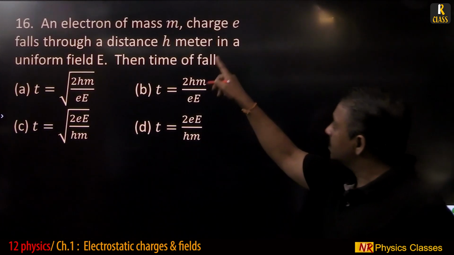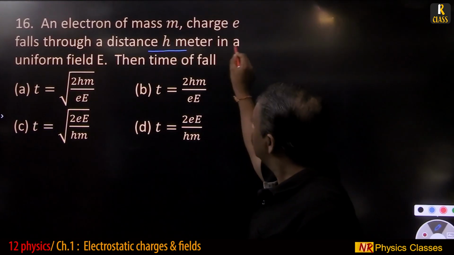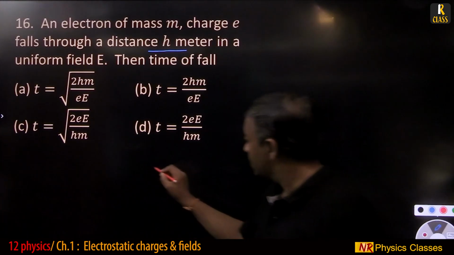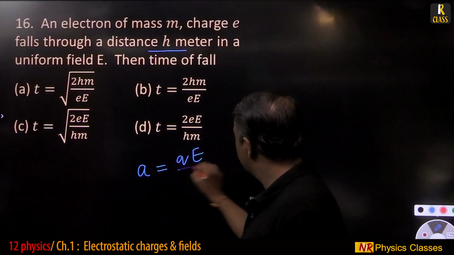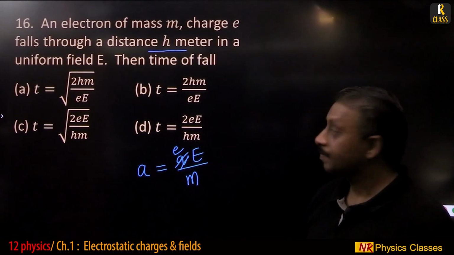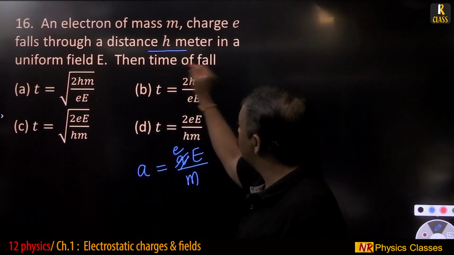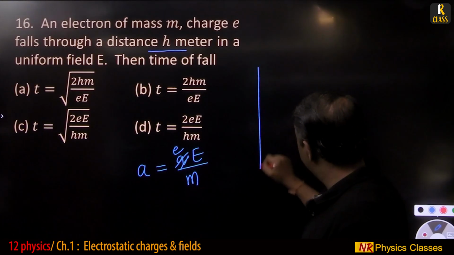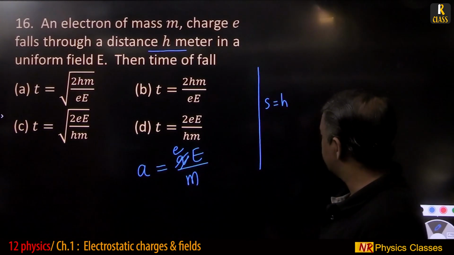An electron of mass m and charge e falls through a distance h in a uniform electric field. Uniform electric field means acceleration equal to qE by m. So in place of q we can write e. And then the time of fall. Height is h, time of fall. So the charged particle should travel a displacement equal to h under this acceleration.